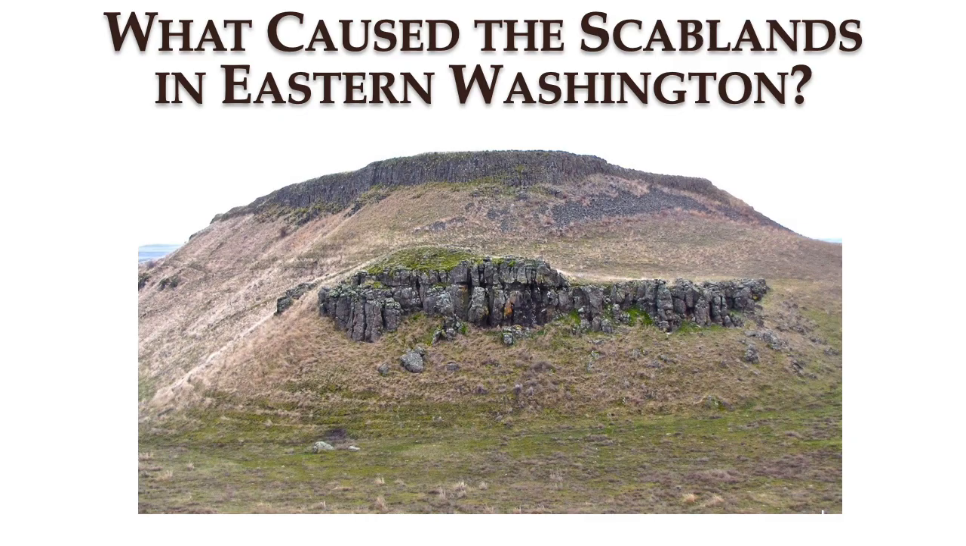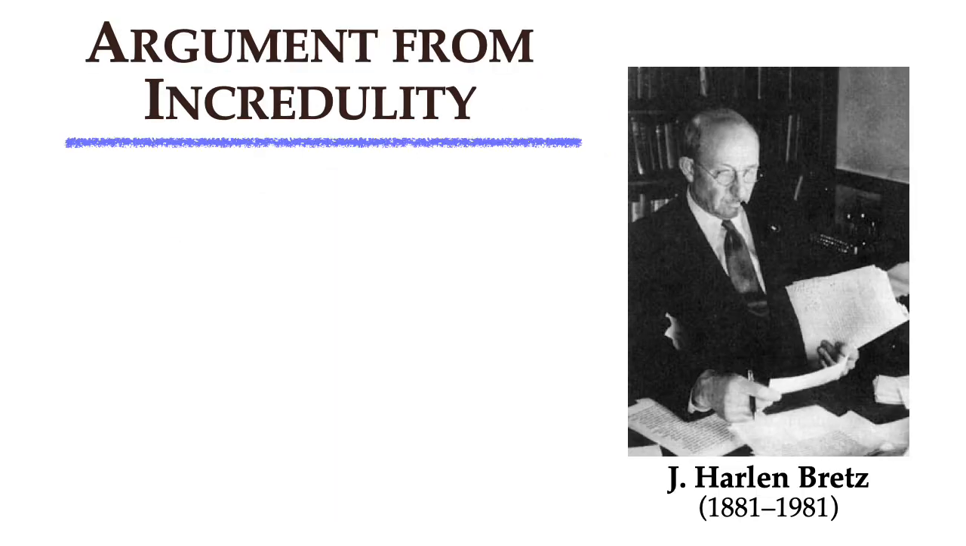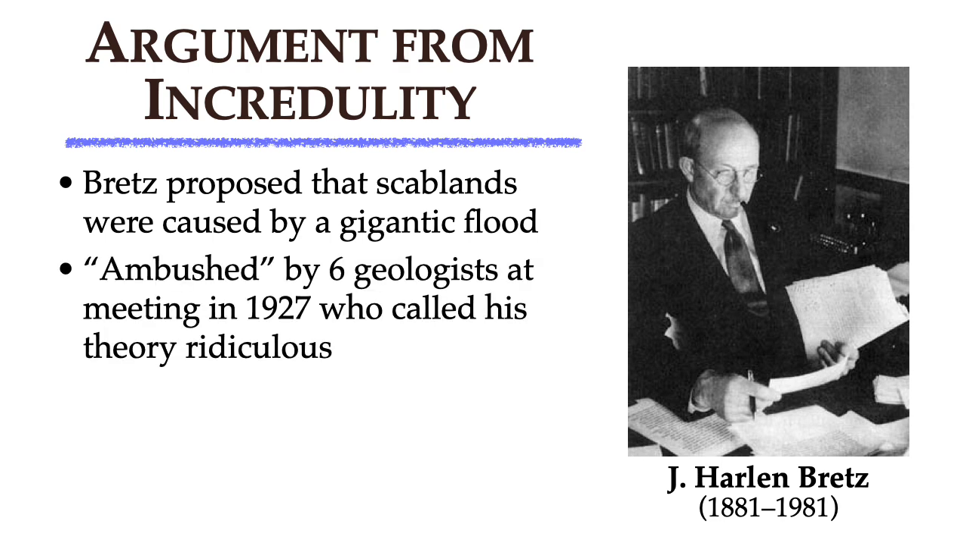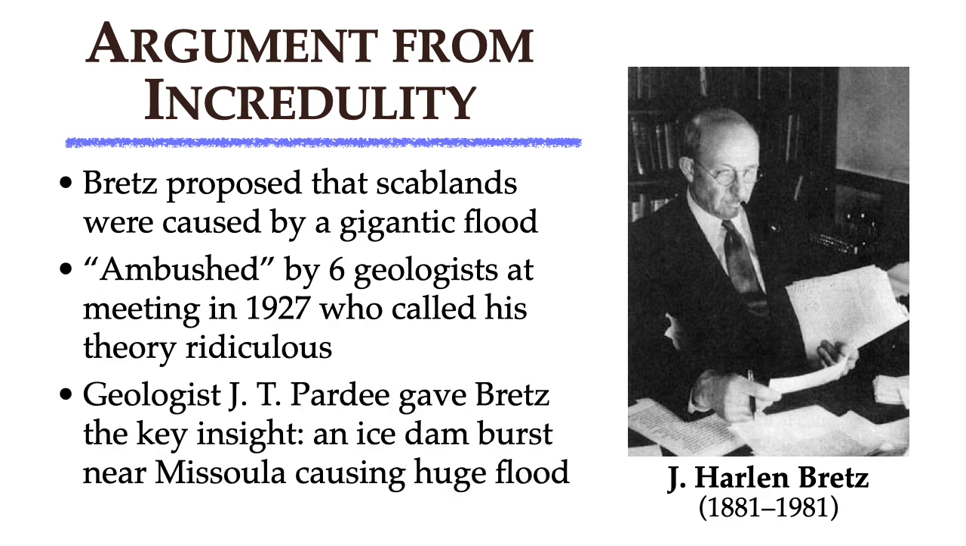So another example of argument from incredulity is what caused the scablands in eastern Washington. J. Harlan Bretz actually taught in a Seattle high school and at UW, and he got his PhD from the University of Chicago, and it only took him 2 years, so a pretty smart guy. He proposed that the scablands were caused by a gigantic flood, and his fellow geologists thought this was the dumbest thing they'd ever heard. So he was ambushed by 6 of his geologist colleagues at a meeting in 1927 who, again, ridiculed him for this dumb idea.